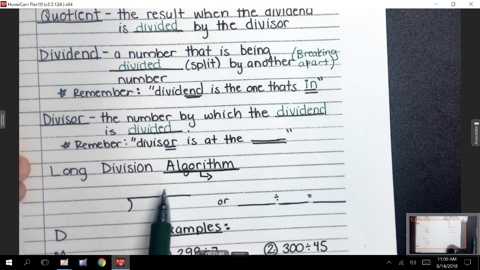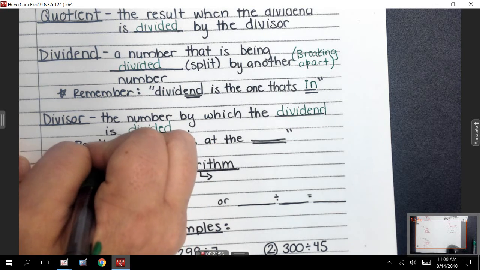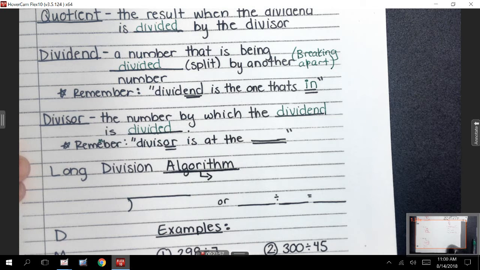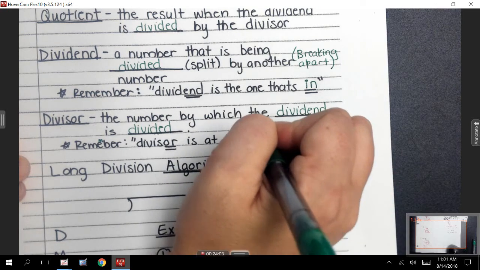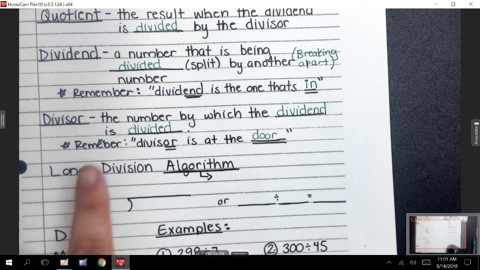All right, so just like we were talking about with that inside and the door and the roof, remember, and y'all, I spelled remember wrong there, so add an M if you want. You don't have to. All right, the divisor is the one that's at the door. So y'all should have those blanks filled in at this point at the top.